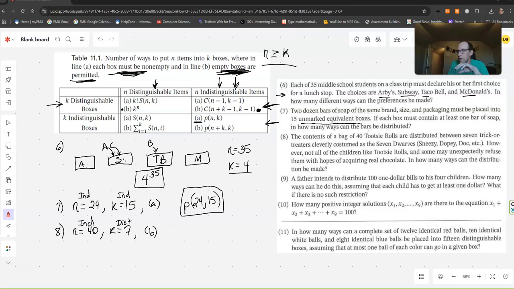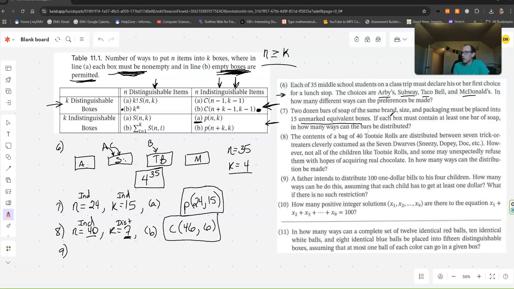So we're looking right there. We're dealing with combinations, n plus k minus 1, 40 plus 7 minus 1, and then k minus 1 would be 7 minus 1, which gets 6. So 46 choose 6 different ways to distribute these Tootsie Rolls into the dwarves' bags, basically.